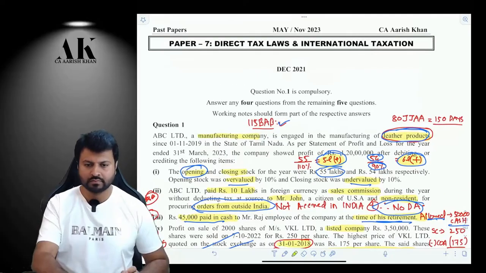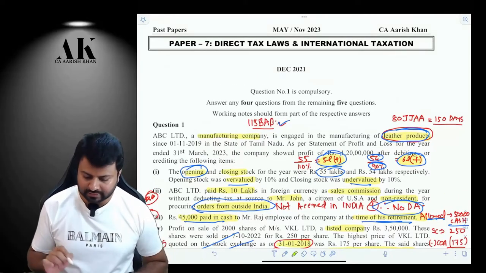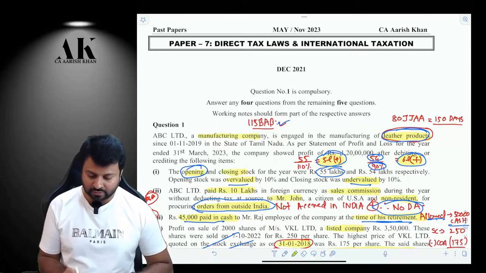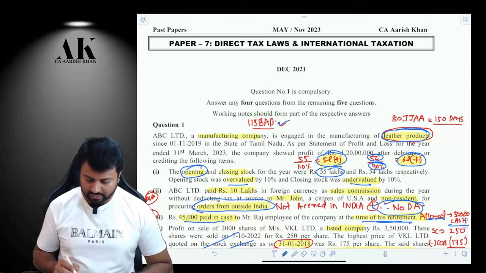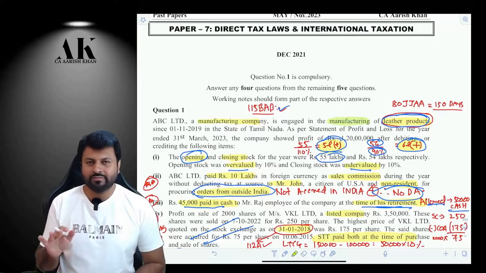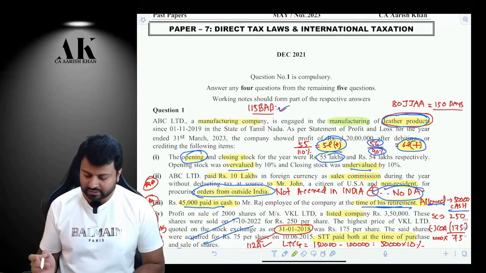Okay. So let's move on to the next paper, that is the December 2021 attempt. The first question is based on 115BAB, so accordingly you have to think from the perspective of 115BAB here. One important thing: the SSE is a manufacturer, and 115BAB SSE does not get additional depreciation.